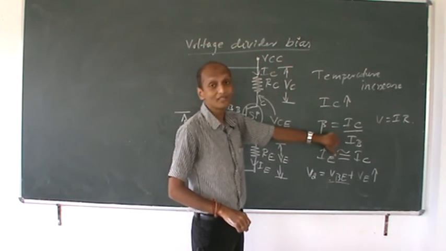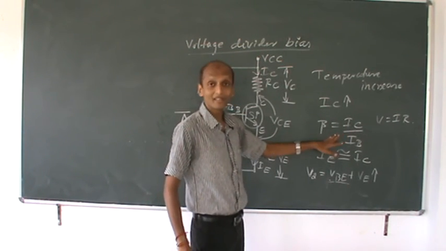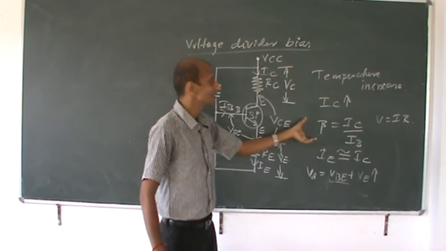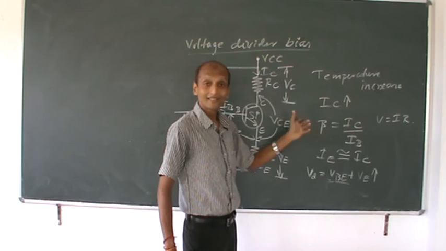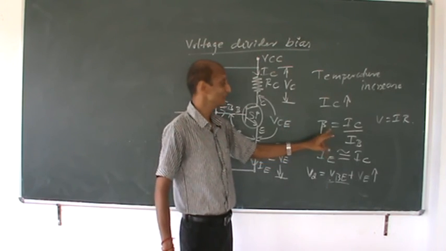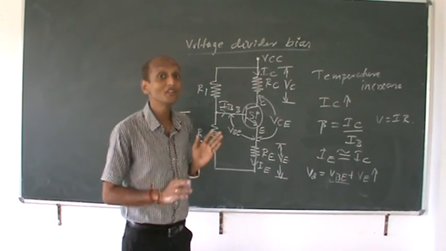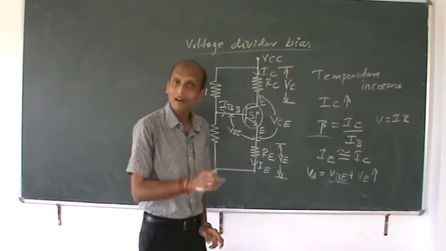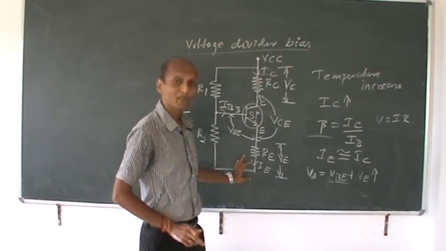This beta value is very important. Beta is the current gain of your transistor. So we have to remember this beta value. This beta is the current gain in your common emitter configuration.